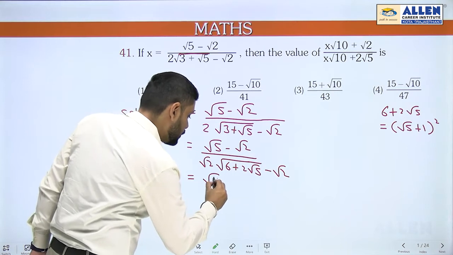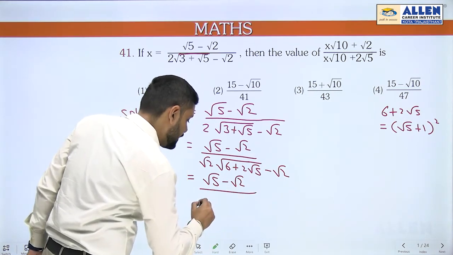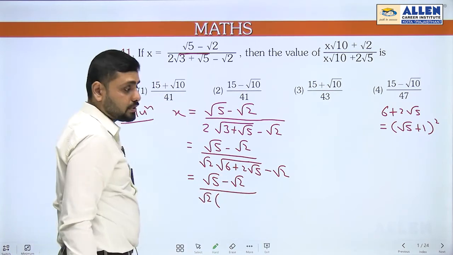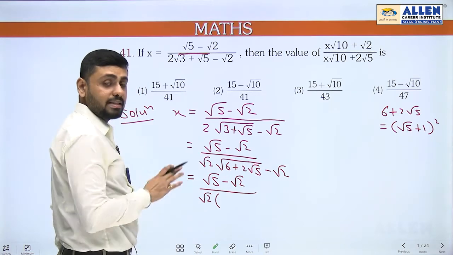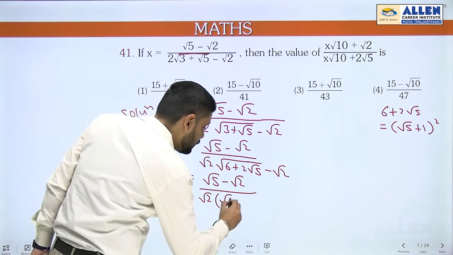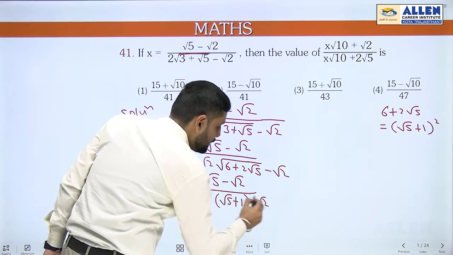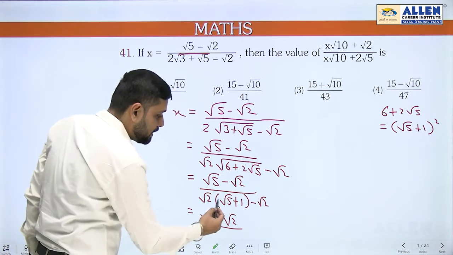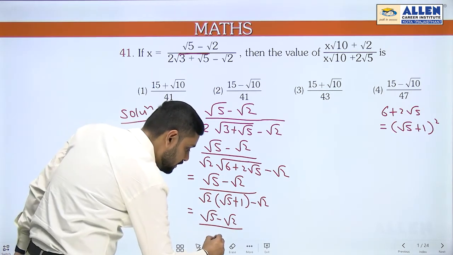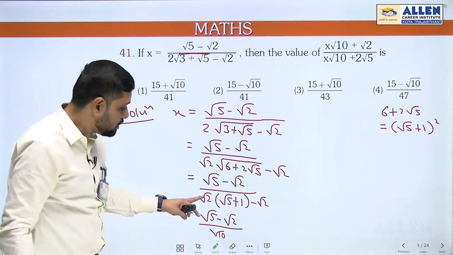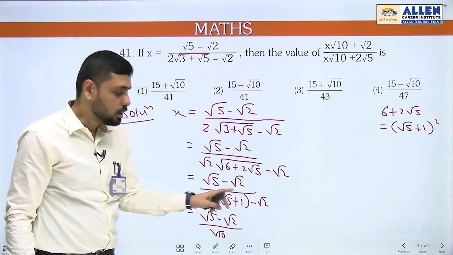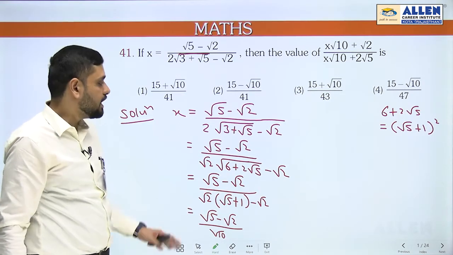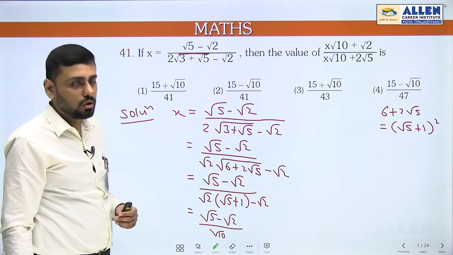So we will get (√5 − √2) divided by √2 into, as it will become (√5 + 1) whole square under root, this root will get removed. So we will get (√5 + 1 − √2). Now again we simplify: (√5 − √2) divided by, if we open the bracket, √10 + √2 − √2. So + √2 − √2 will get cancelled, and we get (√5 − √2) upon √10. This is the value of x we got.